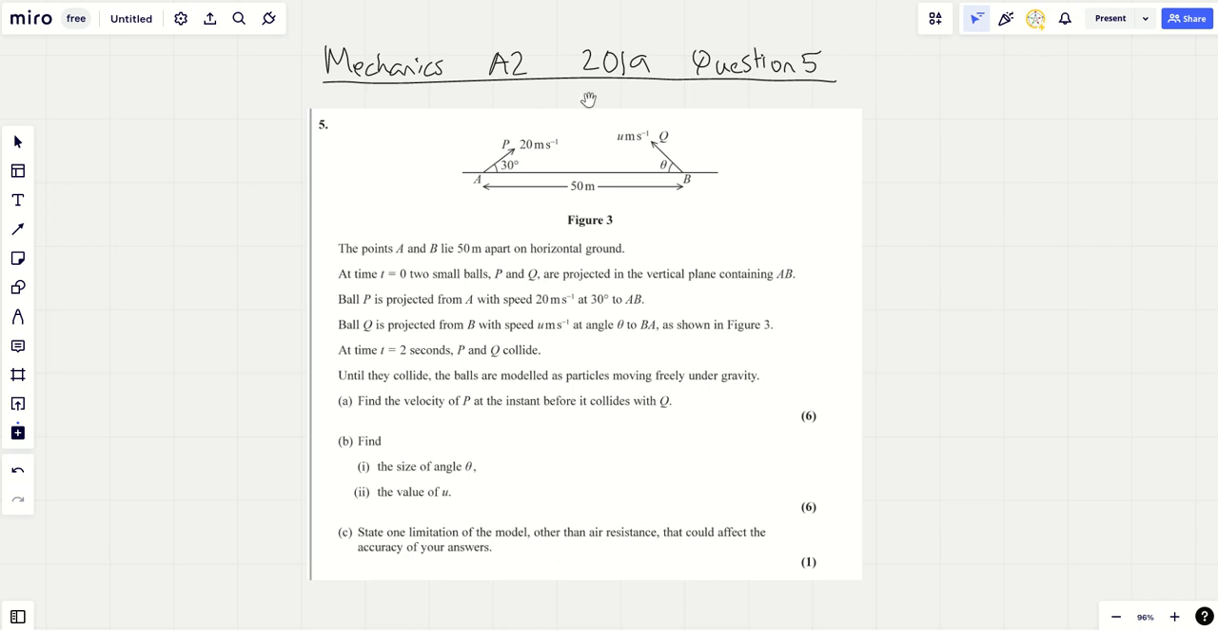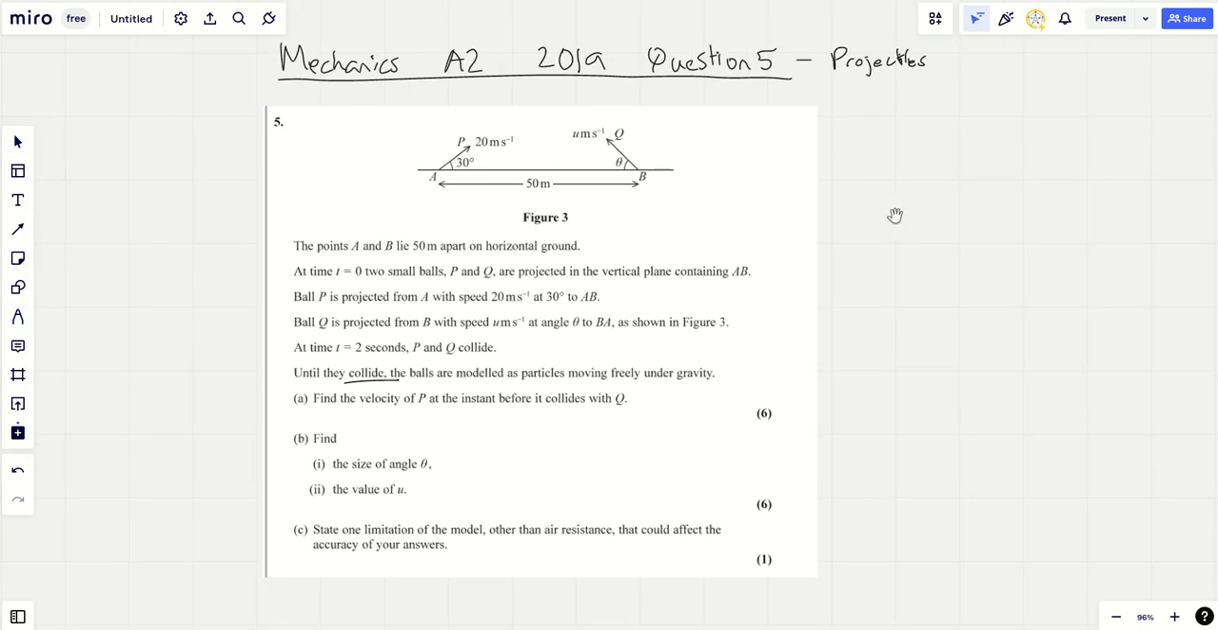Hello and welcome to another video, this time on the Mechanics A2 2019 question 5, and this question is about projectiles again, so another one of these tricky projectiles questions. And straight away looking at this one, I think this is the one where you get a collision. Yeah, so these are quite interesting.